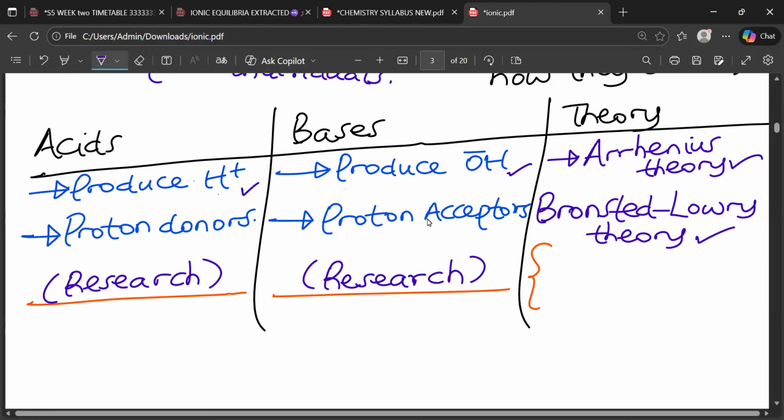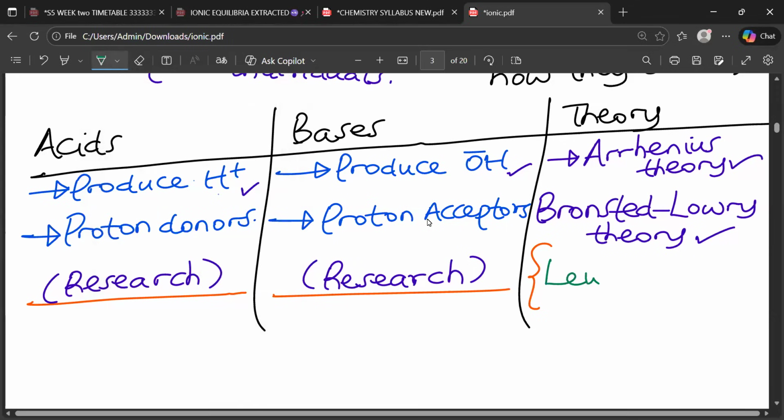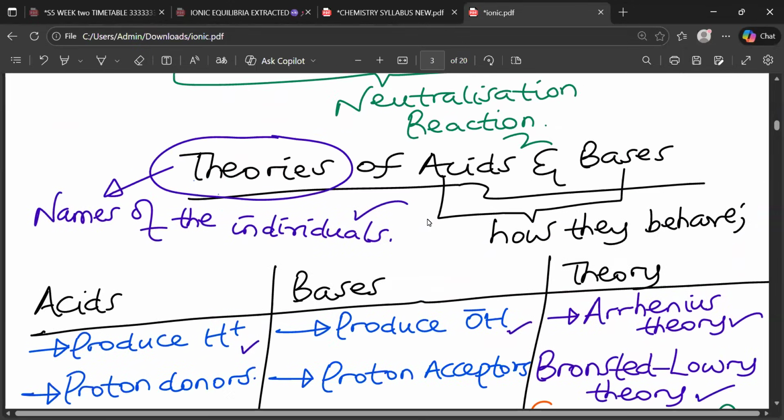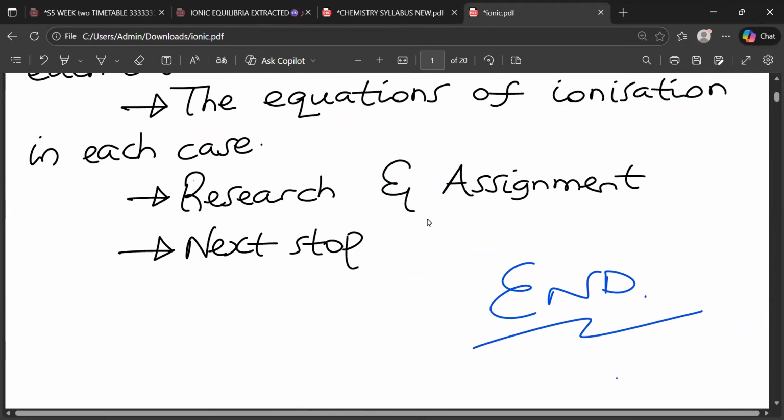So there's the last theory, and that was the Lewis theory. So Bronsted and Lowry, there are two people. Then we have Lewis theory. So you find out Lewis theory. What did Lewis say about acids? What did Lewis say about bases? As simple as that. So when I go back, I'm going to come and tick this.